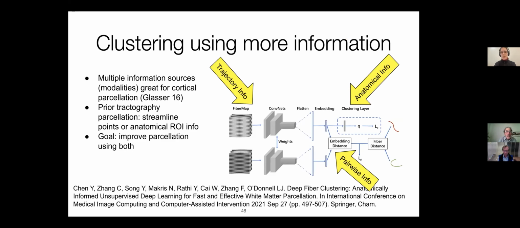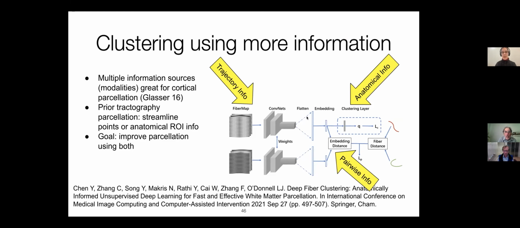One thing that we're working on is trying to leverage more information for our clustering. So we know that multiple information sources are good for cortical parcellation. But most tractography parcellation uses either points along the streamline trajectory or region of interest information about what anatomy it passes through. And we're trying to basically design methods that allow us to incorporate multiple sources of information.